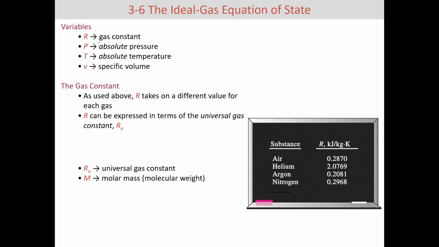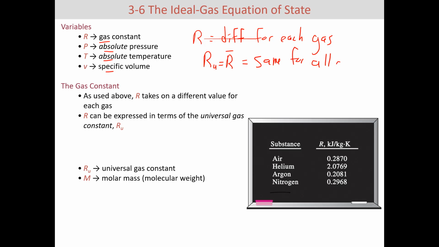Again, here are all the variables. R is the gas constant. P is pressure, but absolute pressure. T is temperature, not only temperature, but absolute temperature. And nu is specific volume. And again, R is different for each gas. The value is different for each gas. And the universal gas constant, or R bar, is the same for all gases.